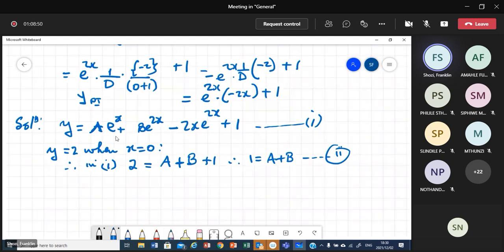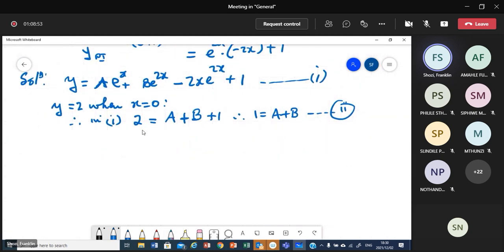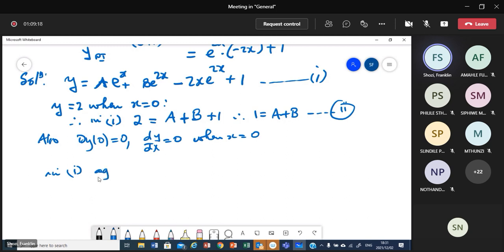Next, use also another condition. dy/dx of naught is naught. What does that mean? Also, dy/dx of naught is equal to naught, which means the derivative dy/dx is equal to 0 when x is 0. In the general solution again.